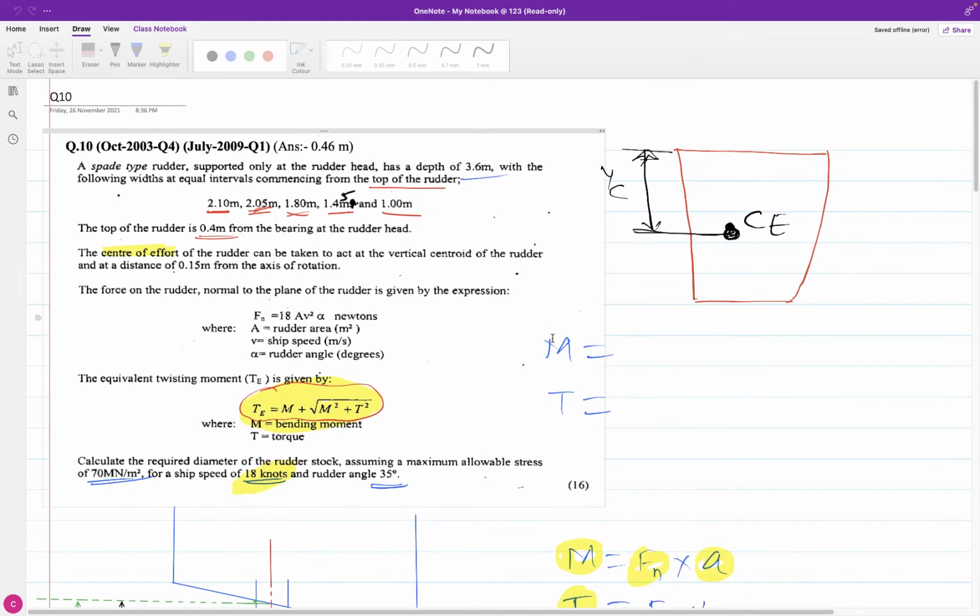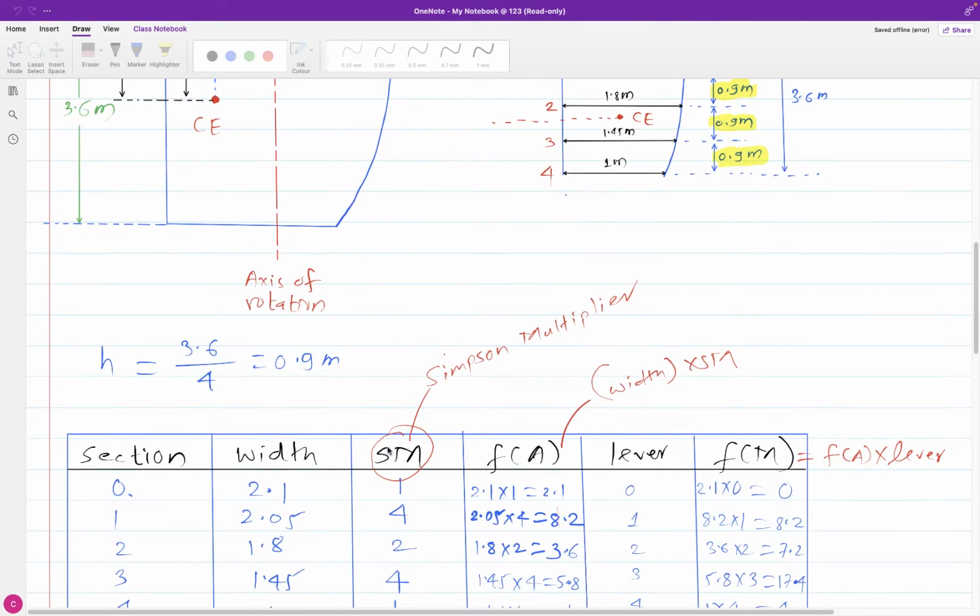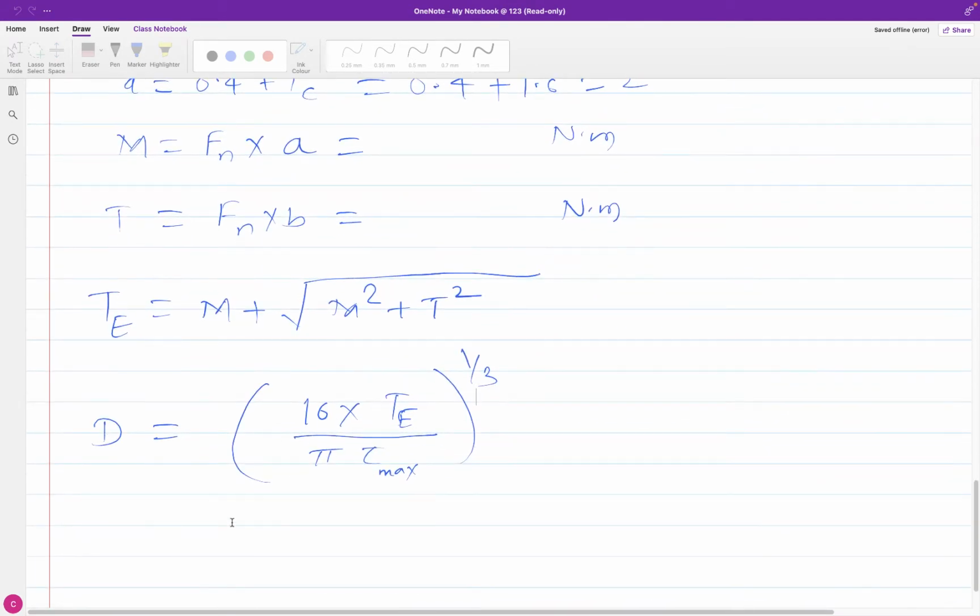Whenever we have a spade type rudder, in part A, what they are asking is the diameter of the rudder stock. For this spade type rudder, the relation for the diameter of the rudder stock is 16 TE divided by pi tau max. T stands for equivalent torque, and that equivalent torque TE will be equal to M plus under root of M square plus T square.